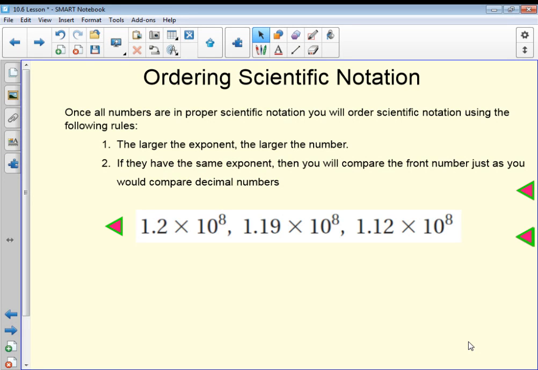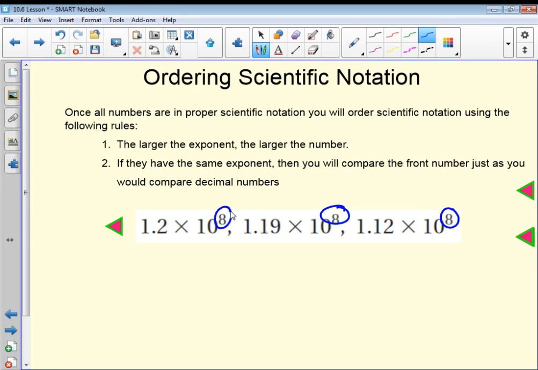In the case that we see right now on our screen, if they have the same exponent, then we're going to go ahead and compare the front numbers. So when I'm looking at this example on the screen, I'm going to first look at my exponents. 8, 8, 8. And I kind of did this in a previous lesson, but we were really trying to decide which was bigger. Here we're going to put them all in order. Okay, so those are all the same. So since they're all the same, we're now going to compare the front numbers.